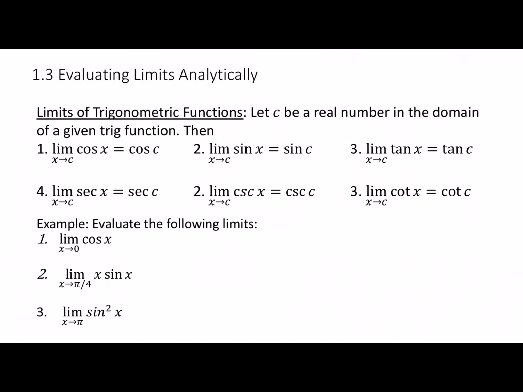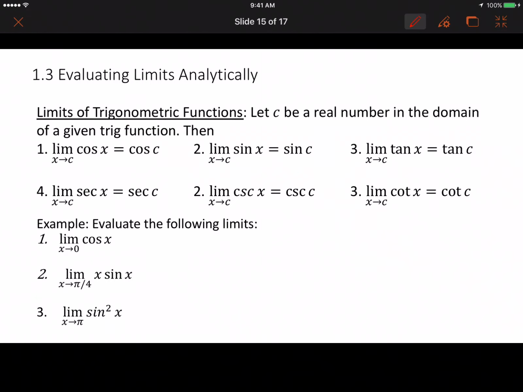So in example 1, I want the limit as x approaches 0 of cosine of x. Well, 0 is in the domain of cosine, so this is just cosine of 0, which is 1.